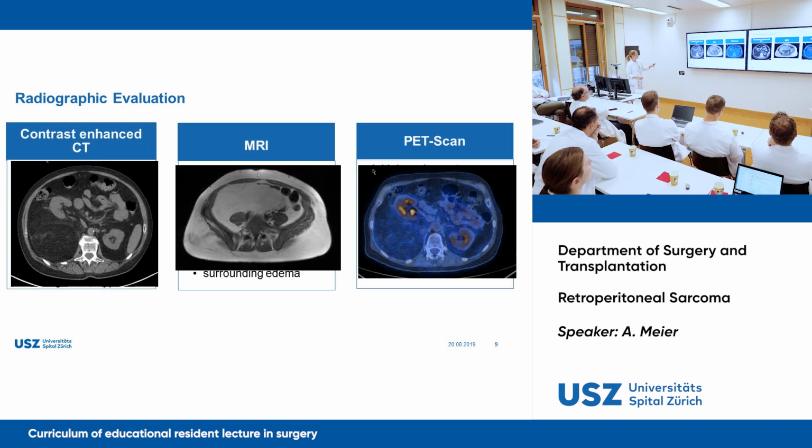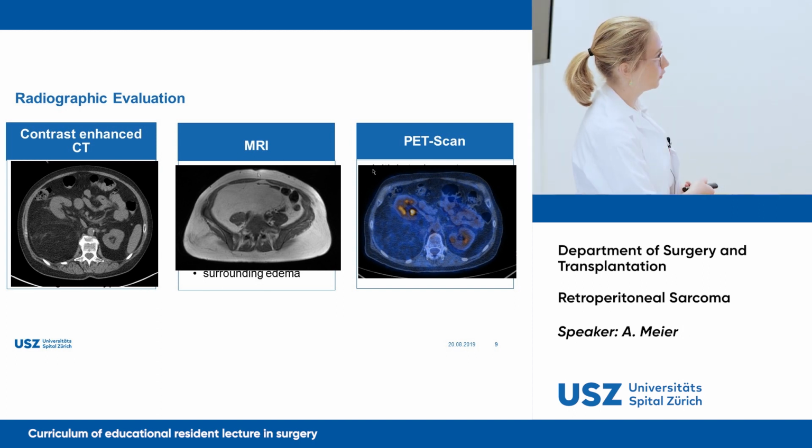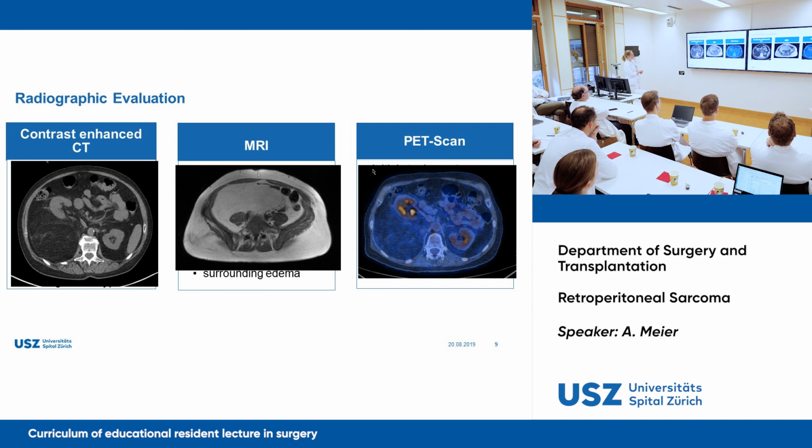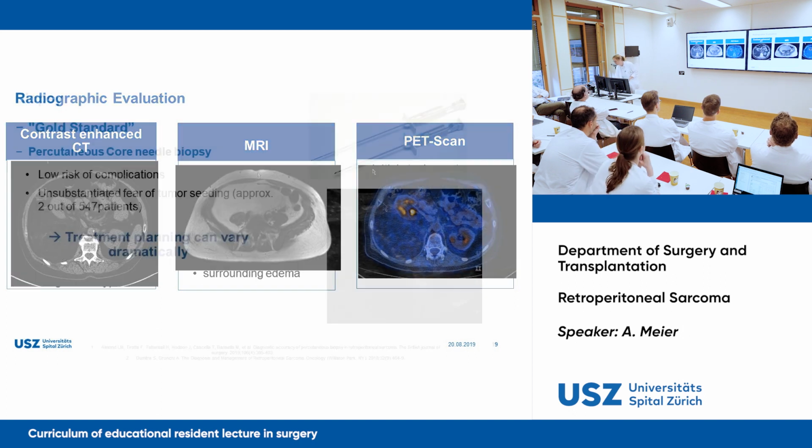So you can see here the different radiographic evaluations, like the PET scan. Over here, the PET scan, and you don't see that the mass has any PET positivity. The fat, the lipoma, has the same color as the fat all over, and there is the CT scan, you see the big mass.